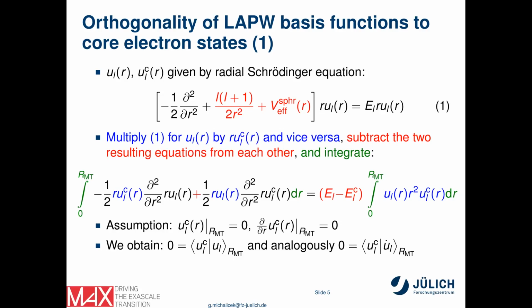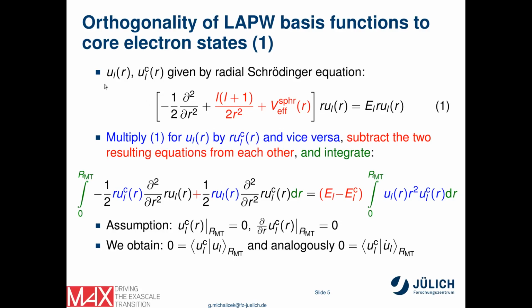We use this LAPW basis to represent the valence electrons, and for this the LAPW basis has to be orthogonal to the core electron states. And here I will briefly sketch the proof that this actually is the case. In this proof we will see that certain assumptions enter, and this is something that you should keep in mind.